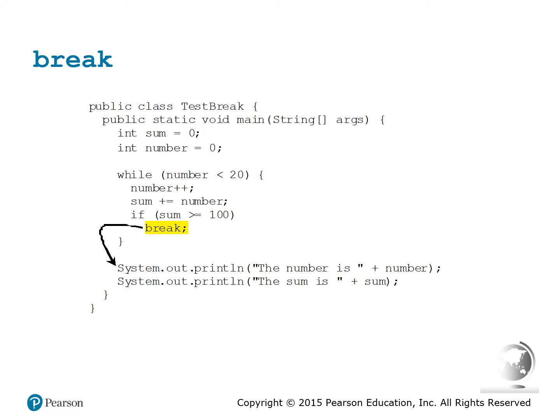Consider the code shown from listing 5.12. This program adds the integers from 1 to 20 and stores the result in the variable sum until sum is greater than or equal to 100. The loop terminates when the sum is greater than or equal to 100. Run this example with and without the break statement to understand the difference.